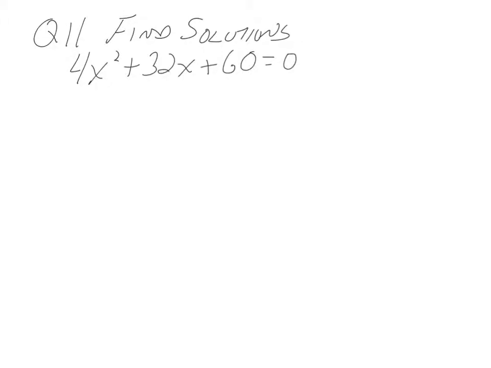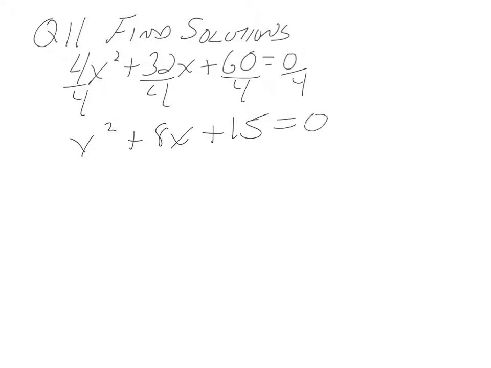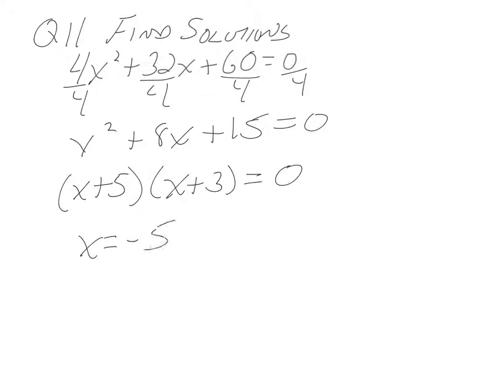Find all the solutions here. 4x squared plus 32x plus 60. Again, I see that all of these numbers have a greatest common factor of 4. So I divide everything by 4, and I get x squared plus 8x plus 15 equals 0. This can be factored. Two numbers that multiply to 15 and add to 8 are 5 and 3. So my solutions are x equals negative 5 and x equals negative 3.